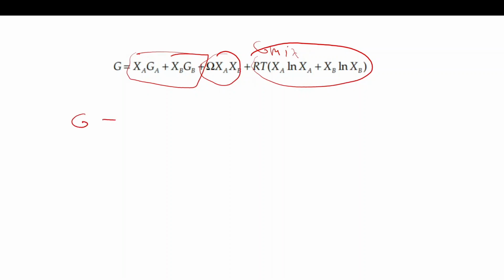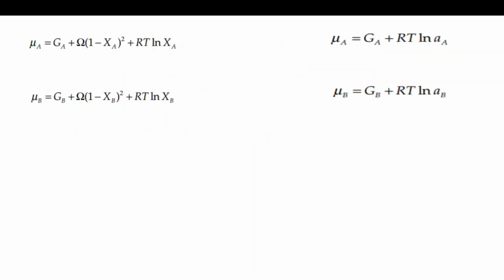Similarly, G can also be written as XA mu A plus XB mu B, which is given by the Gibbs-Duhem equation. Now from the above equation, if we segregate the XA and XB terms, we can get the values of mu A and mu B. This is the value we get when we segregate the terms, and in this way we have developed a relationship between chemical potential and mole fraction.